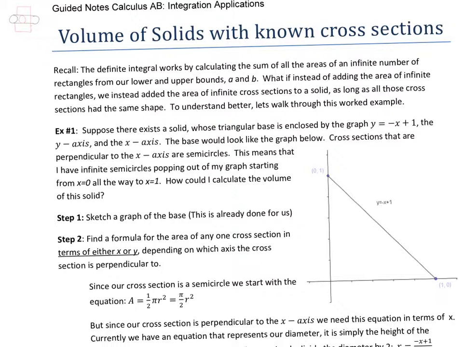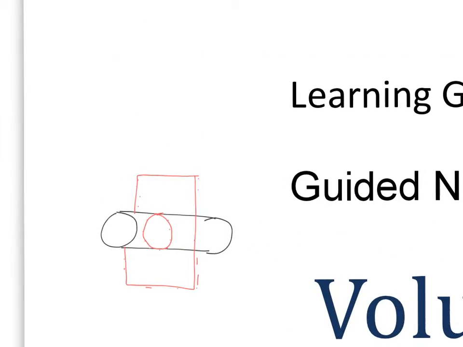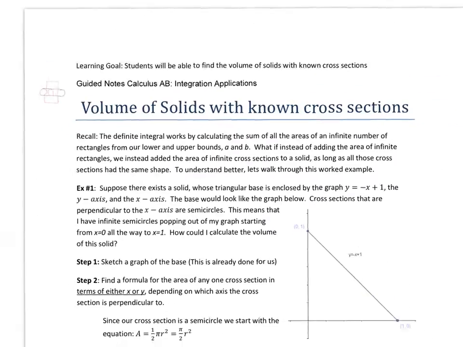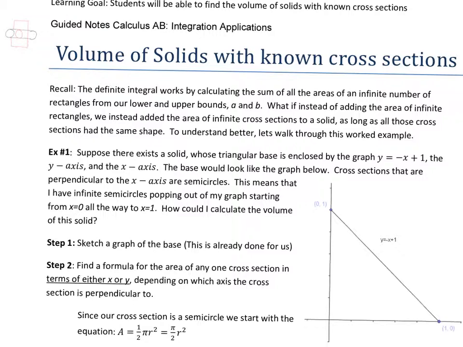So we're instead going to add the area of infinite cross sections. Just like with this cylinder, we could add up the area of all these infinite circles, and that would give us the volume of the cylinder. Well, we're going to do something very similar. We're going to add up all the area of infinite cross sections, but these solids are going to be a little bit more complicated in shape than just a cylinder or a sphere or something like that. So let's walk through this example together, so you can see what's going on here.